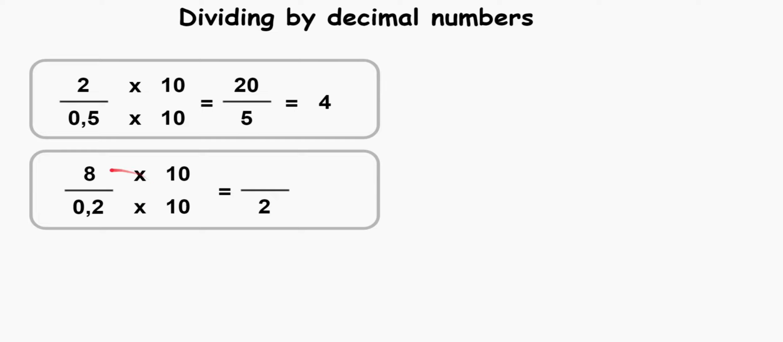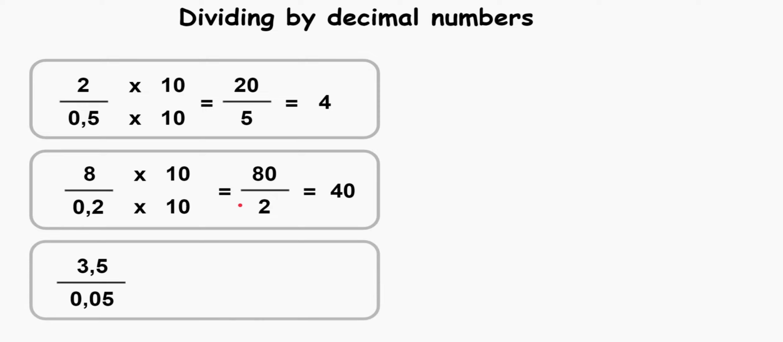Again, this means we need to make 8 10 times greater than it is, which means 8 becomes 80. So now that we've created a division problem that's much easier to solve, let's solve it. We're going to divide 80 by 2, and 80 divided by 2 equals 40. Okay, let's try one more. Let's divide 3.5 by 0.05.